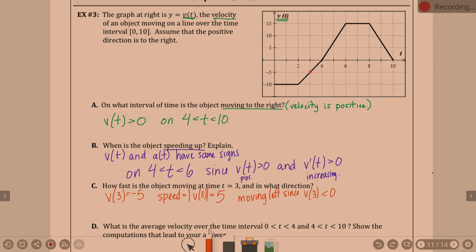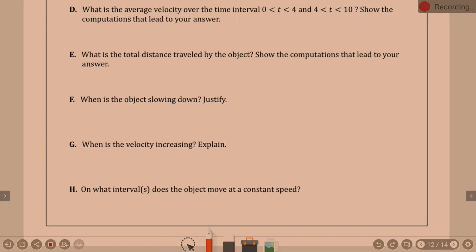So bottom of this page, I'm really going to need the graph, and the bottom of the page are on a different page. Oh well. You guys ready? So D asks us for the average velocity over the time interval 0 to 4 and 4 to 10. Show the computations that lead to your answer.